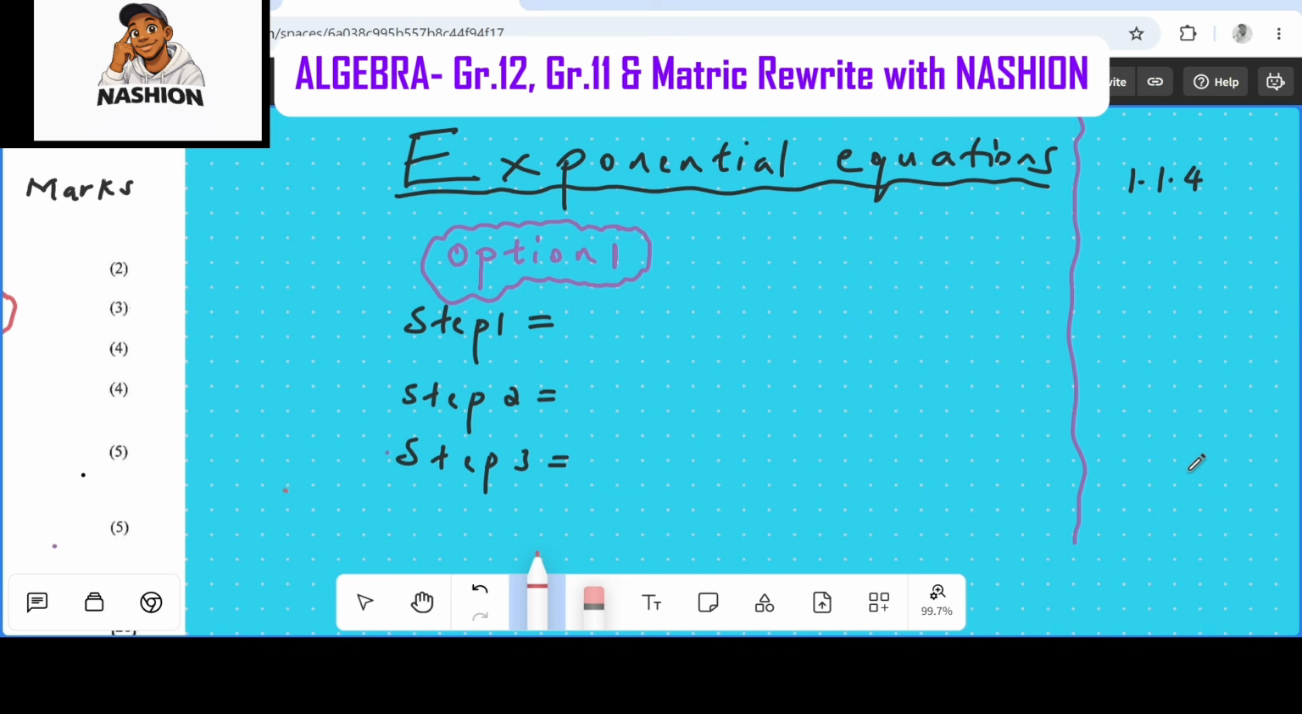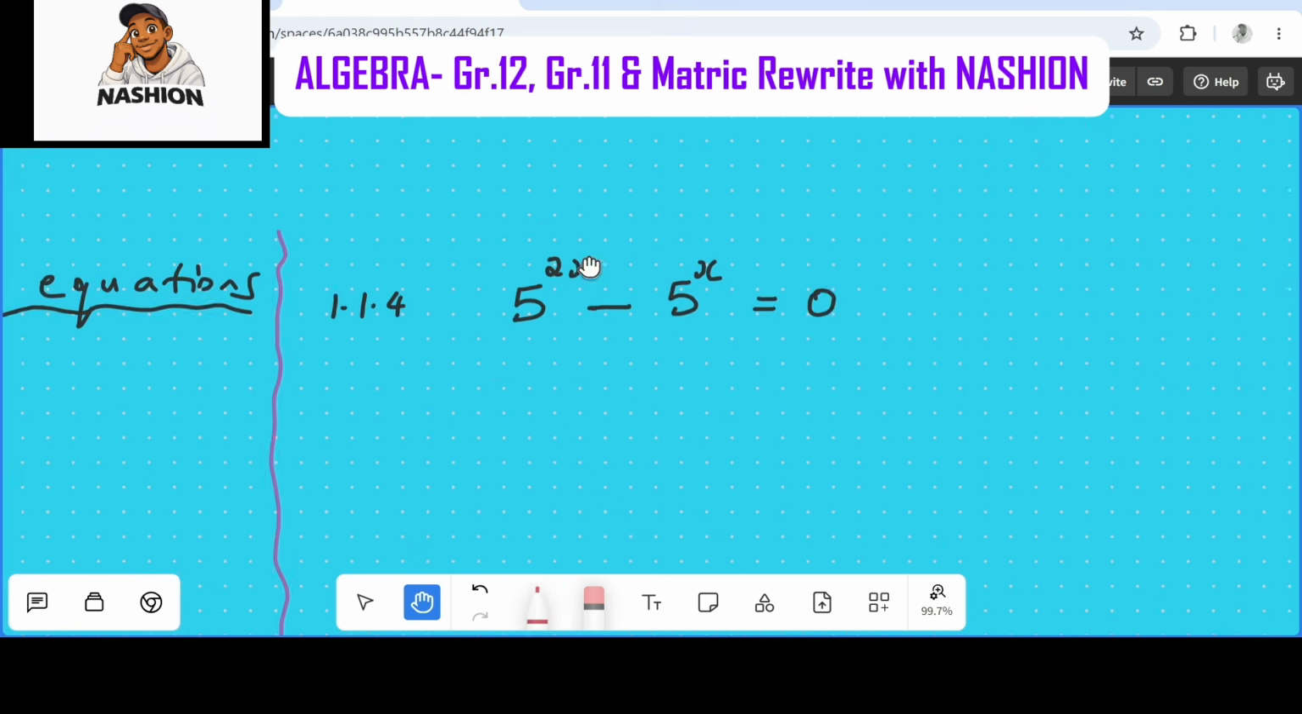Now let's do exponential equations. And I will show you how to start, how to continue, and how to finish the question. In the first option, we are going to do step 1, step 2, and step 3. Like in this question 1.1.4, 5 to the power 2x minus 5 to the power x is equal to 0.